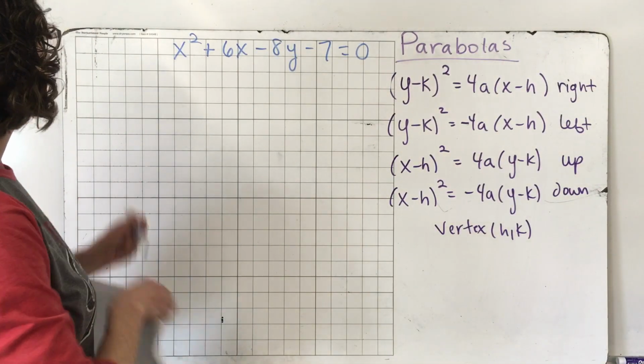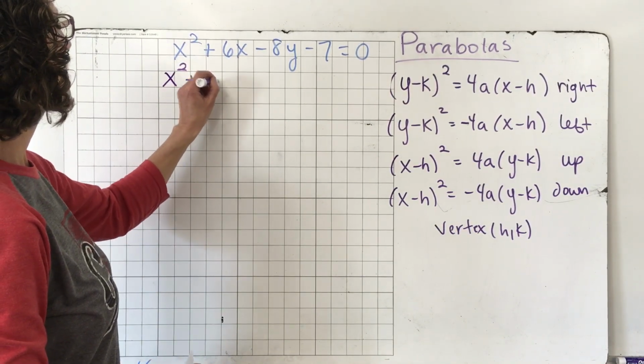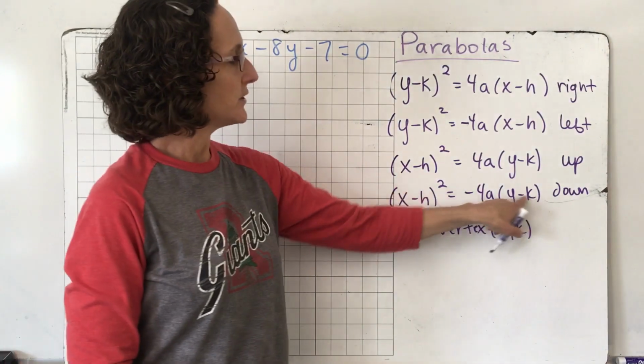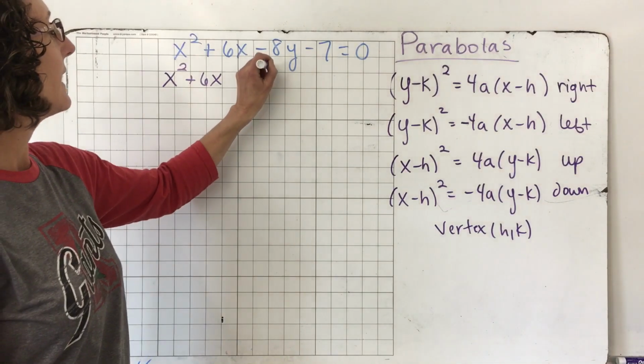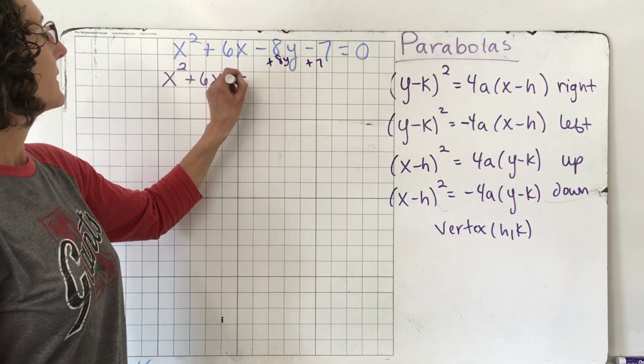You're gonna say x squared plus 6x is going to stay on the left. If you notice your equation, there's nothing else on the left that doesn't have that x in it, so we're going to add the 8y, add the 7 to the other side, and we're going to get this.